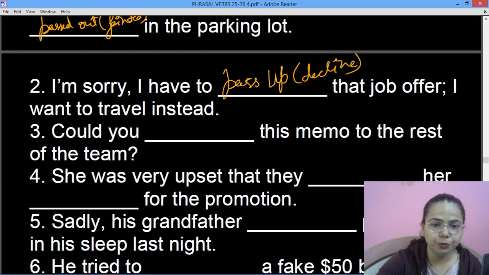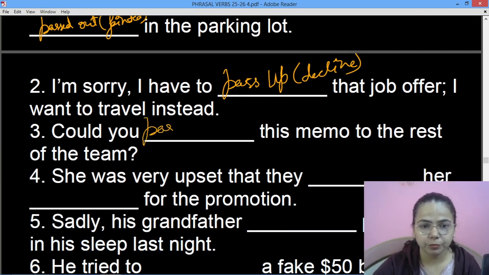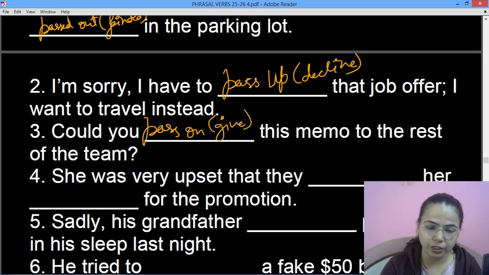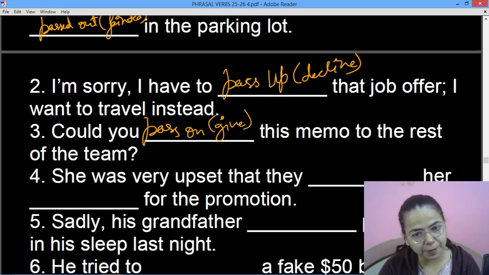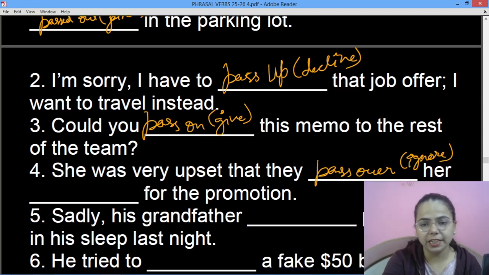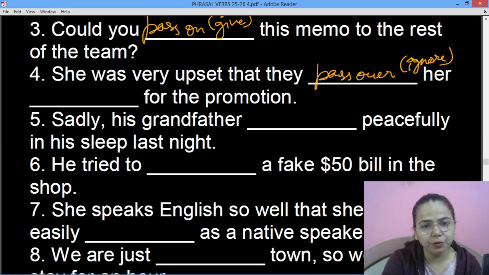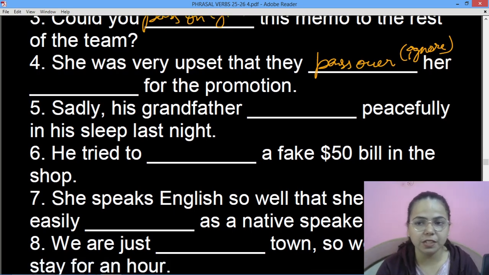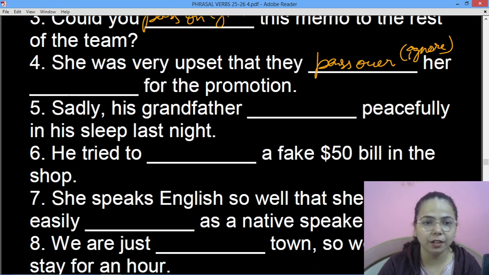Then third, could you pass on, means could you give this memo to the rest of the team. Then she was very upset that they passed away. Wait, fourth one, passed over, not passed away. Passed over, that is to ignore. Okay, she was very upset that they passed over or ignored her for the promotion, means they passed her over.